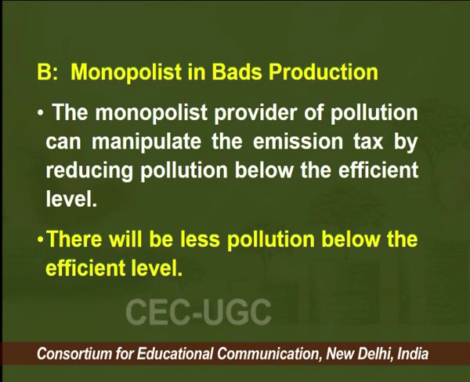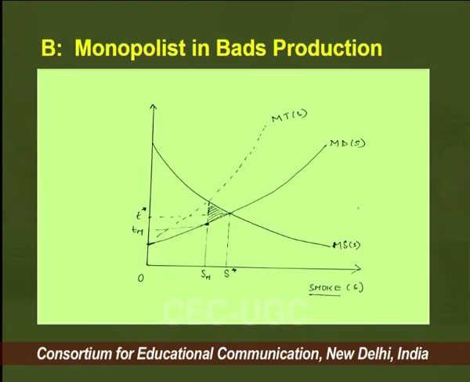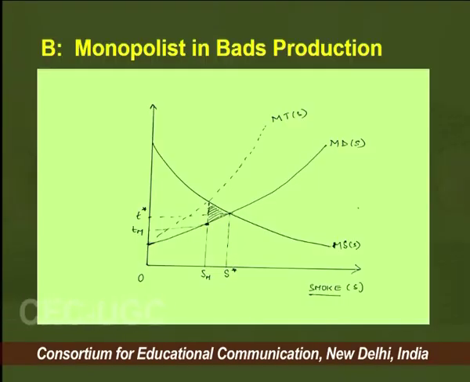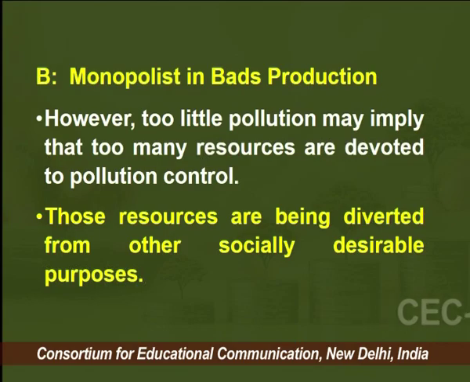A monopolist provider of pollution can manipulate the emission tax by reducing the pollution below the efficient level. So there will be less pollution than the efficient level. As you can see in the diagram, the optimal level of smoke is S star, but the monopolist can produce SM, creating a deadweight loss here also. Operating below efficiency creates a deadweight loss, and we can see the shaded area. We saw how the deadweight loss is again created by a monopolist who is a single producer of pollution. There will be less pollution, but it comes at a cost, a deadweight loss. So again we endorse our statement that too much pollution and too little pollution are both undesirable.